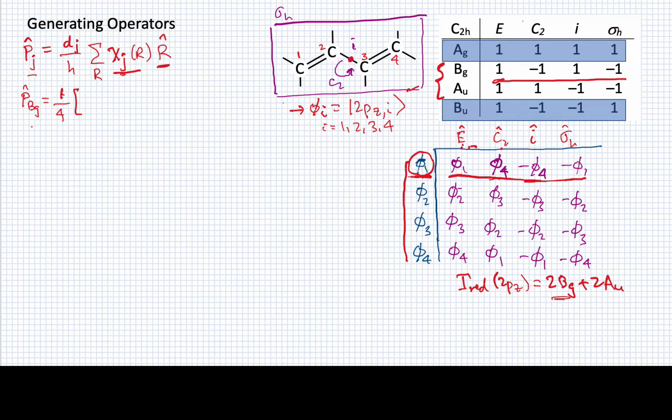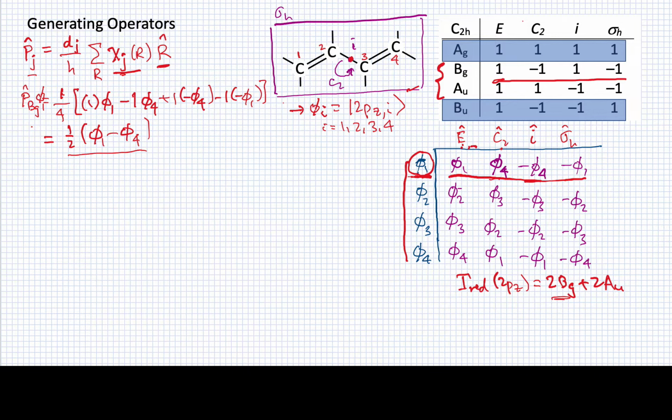So in this case, I would have 1 times phi1 minus 1 times phi4 plus 1 times minus phi4 minus 1 times minus phi1. And I think when we get through with all of this, we'll end up with 1/2 of phi1 minus phi4. All right, so what we've done is we've been able to use this projection operator on one of our basis functions, phi1, to generate a symmetry-adapted linear combination, phi1 minus phi4.